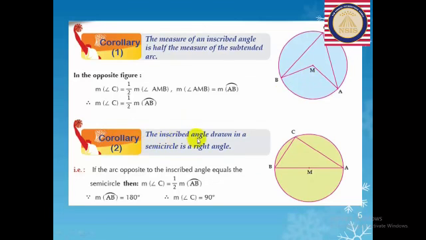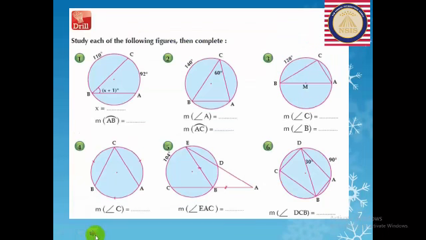The inscribed angle drawn in a semicircle. What about the semicircle? We said a semicircle means 180. Its central angle is 180. So the inscribed angle is what? It is 90. It is a right angle, or 90. Very good. Okay.